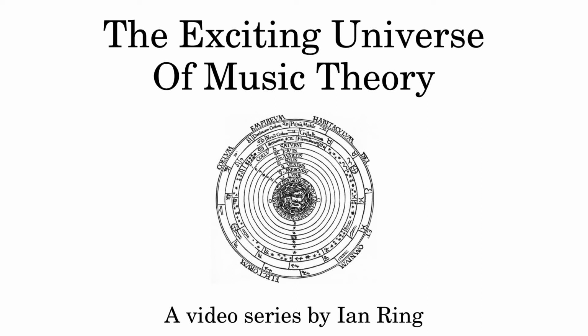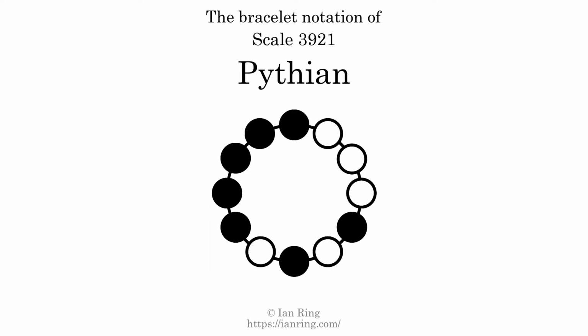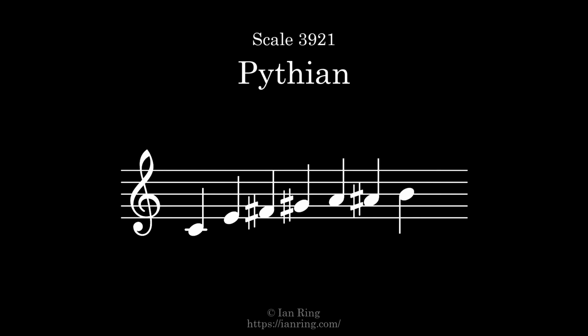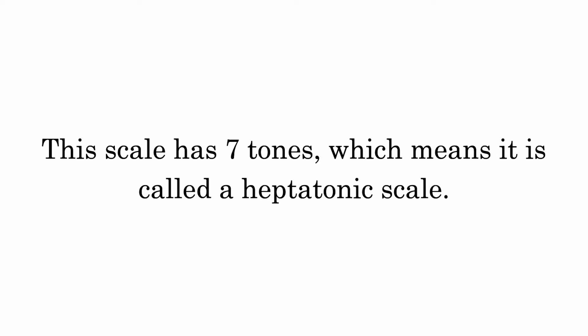Welcome to the exciting universe of music theory. Are you ready to learn? Then let's begin. Today we will talk about scale 3921, Pythian, which sounds like this. This scale has 7 tones, which means it is called a heptatonic scale.